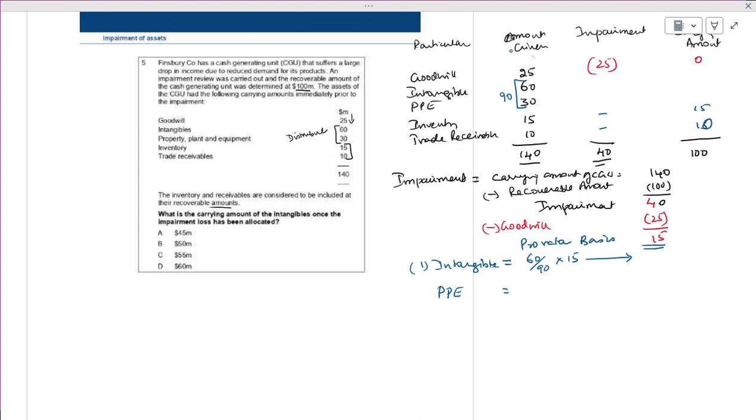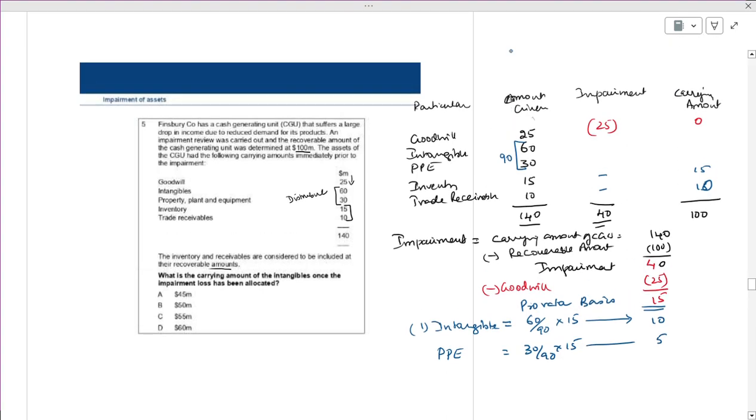Next, property, plant and equipment. What is the fraction? 30 divided by 90, multiplied by 15. How much will you get? Five. This much you have to reduce.